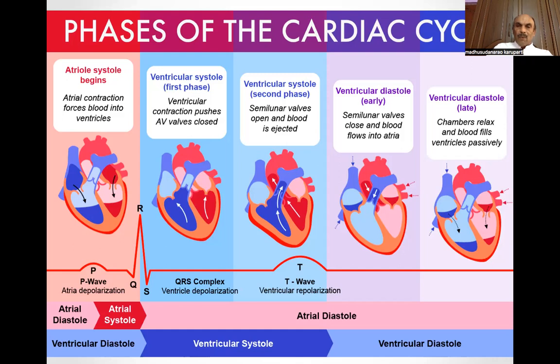So with the end of the late phase of ventricular diastole, the cardiac cycle ends. This is all about the various phases of the cardiac cycle, which you have got to remember in order to interpret the various events that happen, say the sounds or murmurs, during the cardiac cycle.